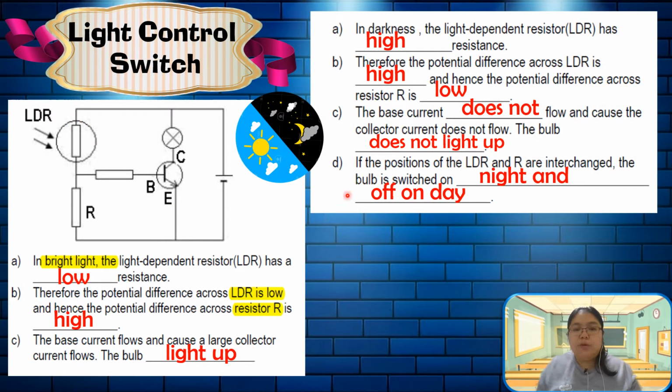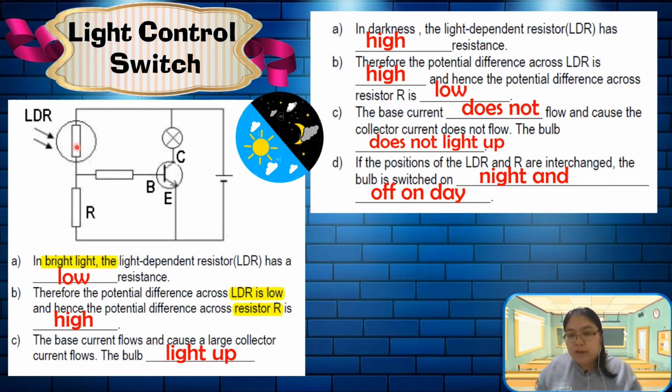Okay, now we go to another function of the transistor. It is just like a control switch. This one controls the light, so we're using the LDR. LDR stands for light dependent resistor. From here, you can put the LDR at the bottom, and you also can put it at the top.